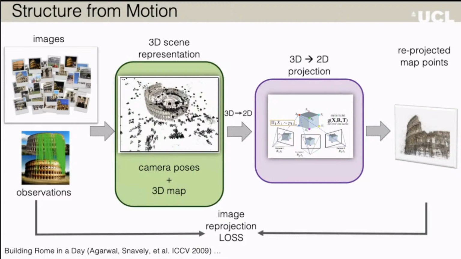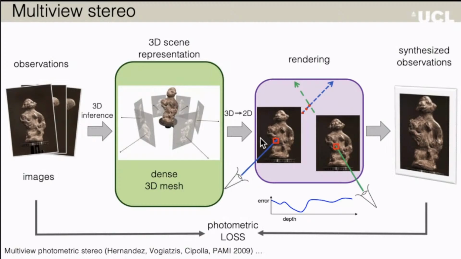Another example is multi-view stereo. Here our observations are the images themselves, in particular the intensities of the images. The problem we're solving is: can we reconstruct a dense 3D mesh such that when we re-render our estimate back onto the images, our synthesized observations agree completely with our input images? To do this, we use a photometric loss to guide the estimation of the depth at each point. The intensity of corresponding points should be the same. That's the loss that we're minimizing. So we infer the depth such that when we render the images back, corresponding points have the same intensity. Again, no 3D annotations here either.